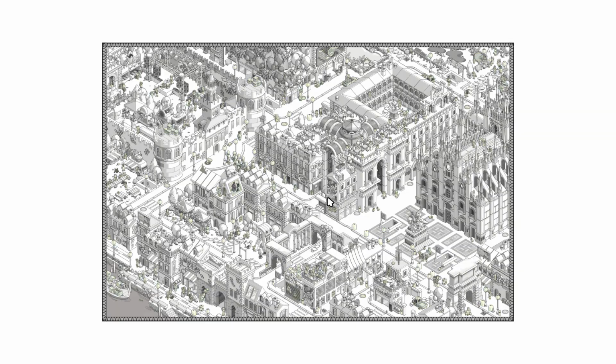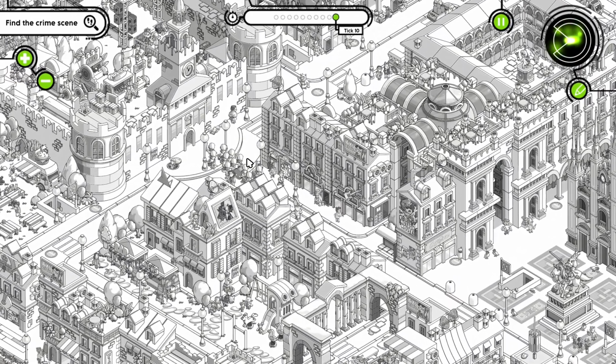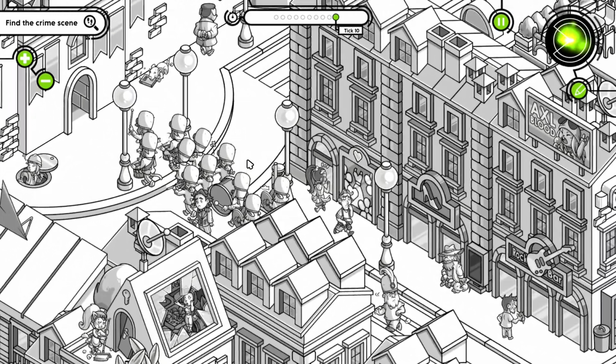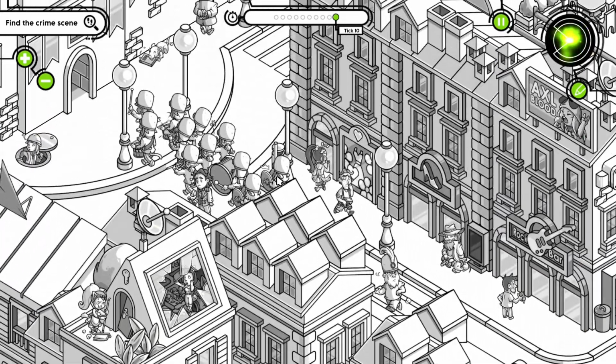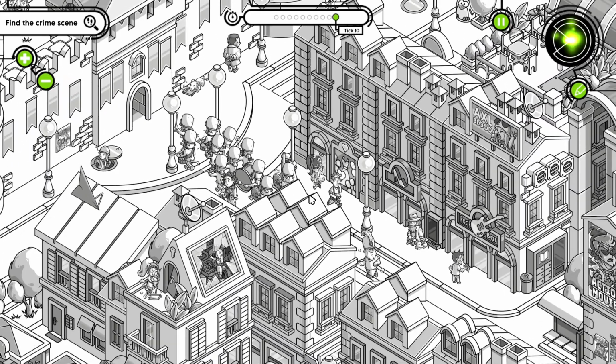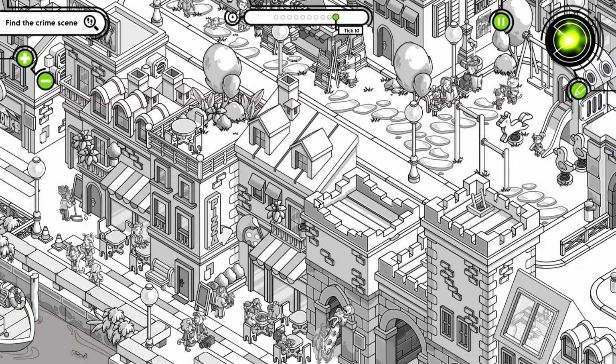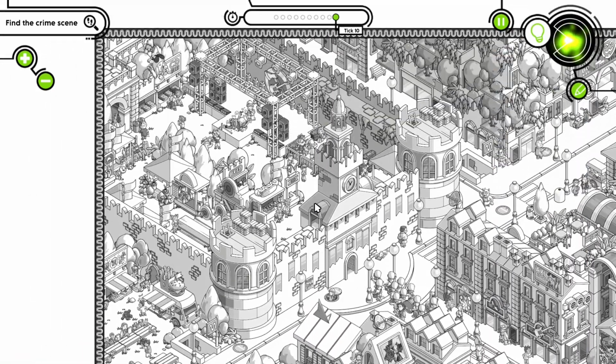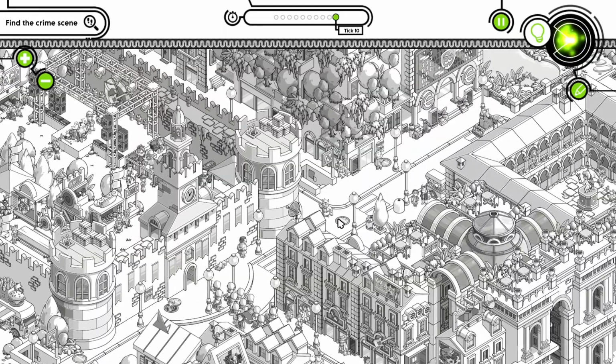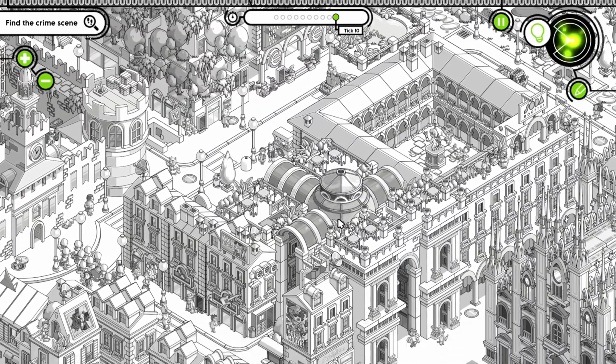A gruesome crime was committed in the cloister of this city's ancient university. We have a lifeless victim. Find him. We'll start on your mark. Okay, find the crime scene. Okay, it said it happened in the university.